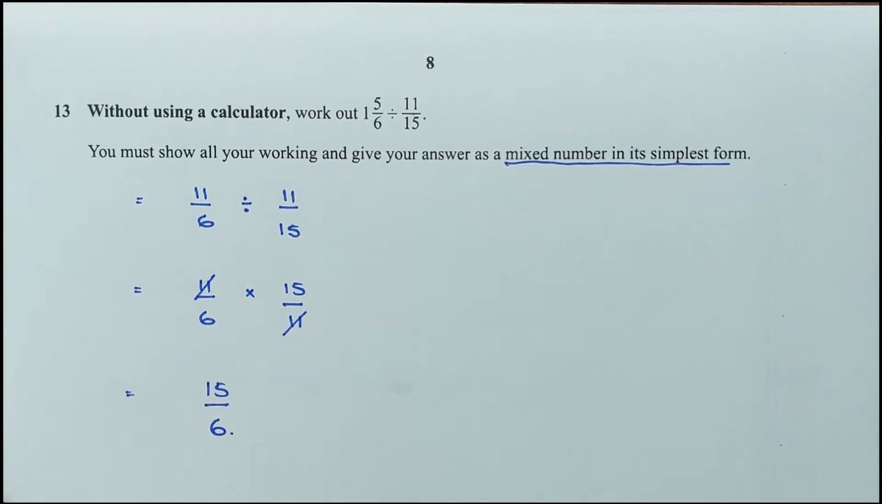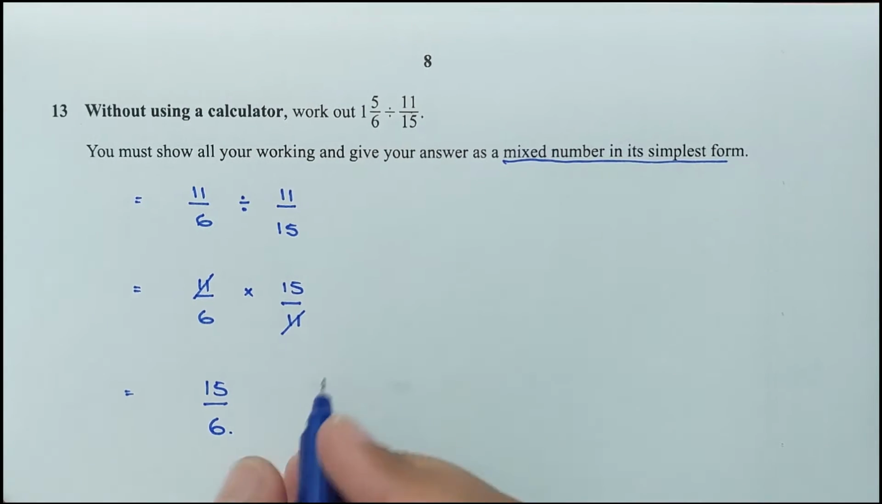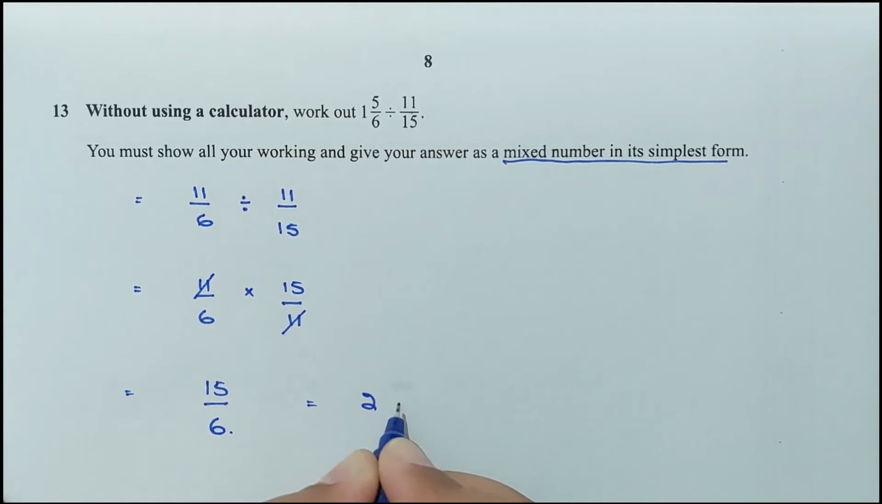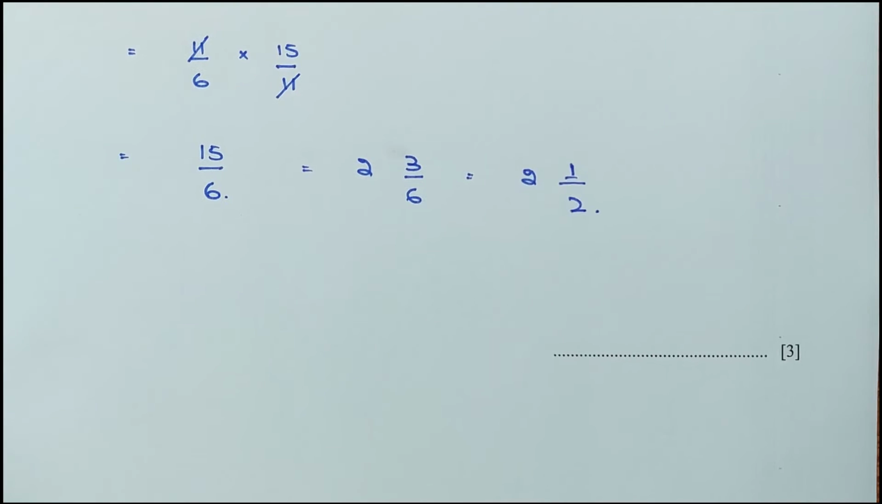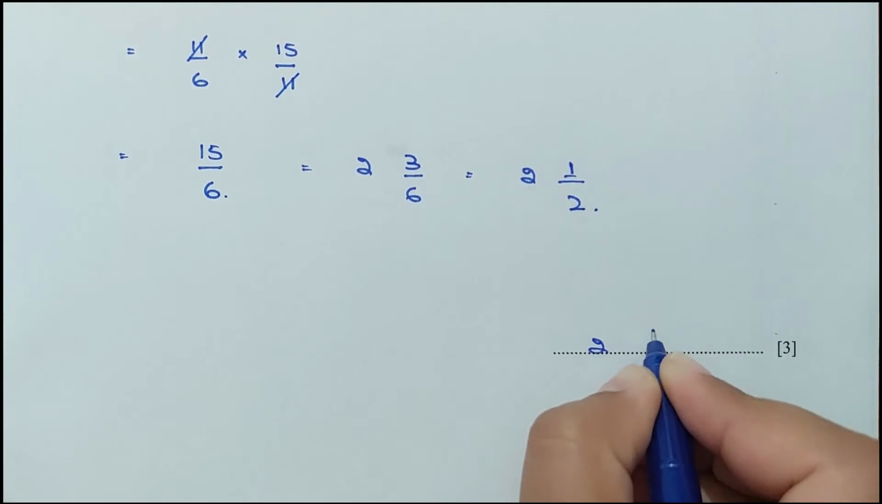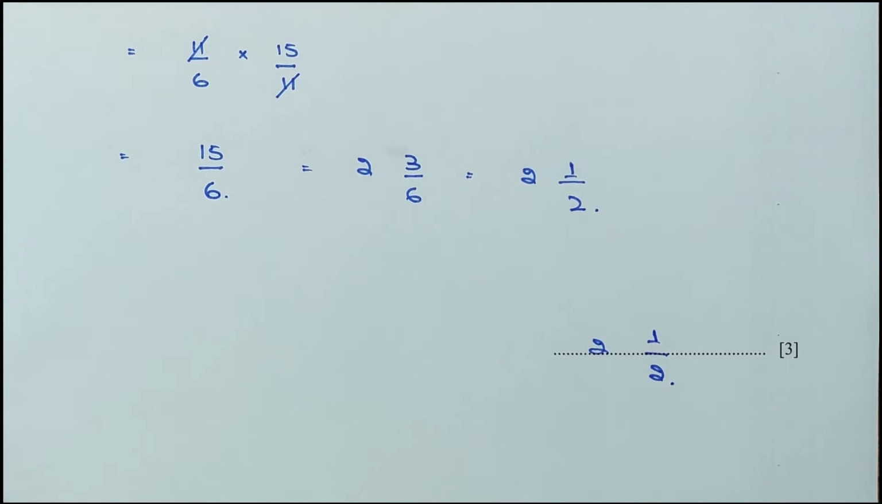And as a mixed number, 6 times 1 is 6 and 6 times 2 is 12. So 2 is the whole, and 12, 13, 14, 15, so 3 out of 6. And in its simplest form it is 2 and 1 over 2. 2 whole and 1/2 is the answer as a mixed number in its simplest form.